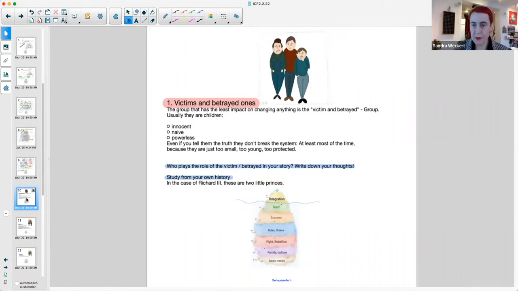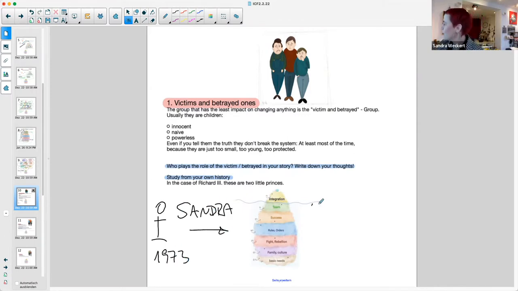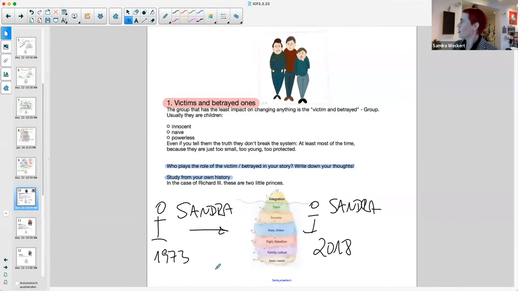Well, let's say me, Sandra Weckert. I'm a very brave person. I was born in 1973, and I tell you, until 2018, when I developed this tool, I was playing the role of a victim and a betrayed one perfectly. I was really identifying with the role of the victim, and it was always really bad people or really bad systems who tried to kill me or betray me.